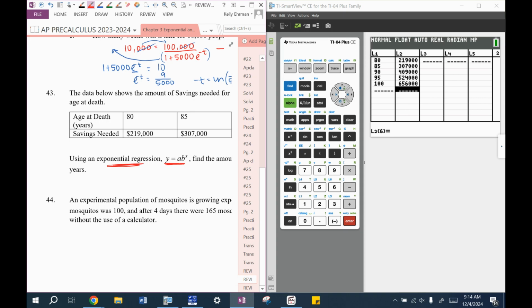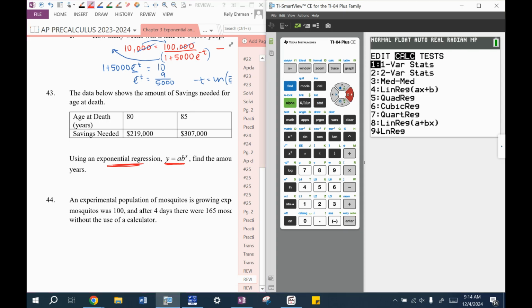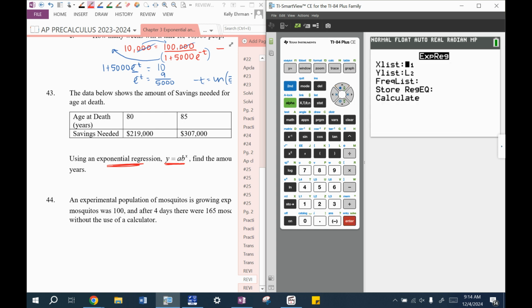So any regression is in STAT, CALC, and then toward the bottom of our list is exponential regression. It's option 0. It should say L1 and L2. If it doesn't, you can fix that by doing 2nd 1, 2nd 2. Store your regression equation because you don't want to have to type out all the decimals. You want to let the calculator do that for you. So alpha, trace, Y1.